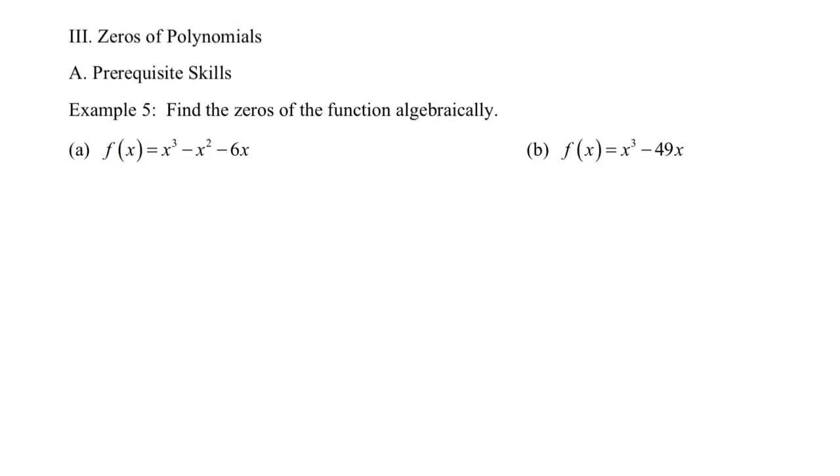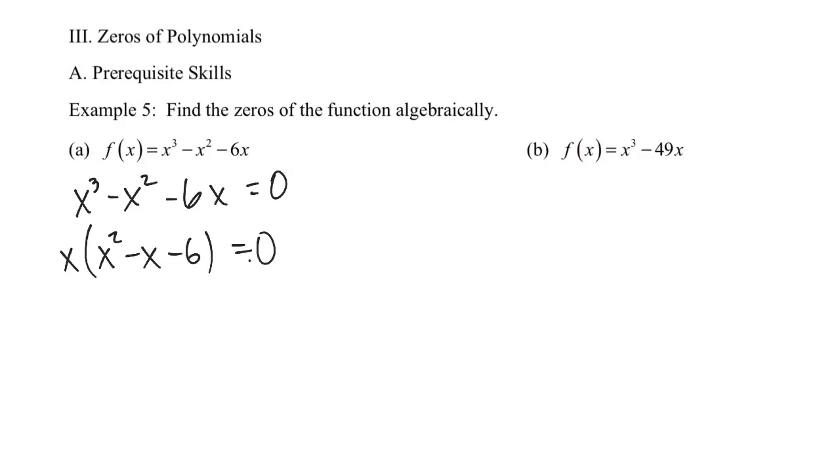So in example 5, we're going to find the zeros of this polynomial algebraically, and so I'm going to start off by just taking the polynomial and setting it equal to 0. That's how I would find the zeros of a function. And notice that every term here has an x in it. And so what I'm going to do is start by factoring out that greatest common factor of x, and that's going to leave me with x squared minus x minus 6 is equal to 0.